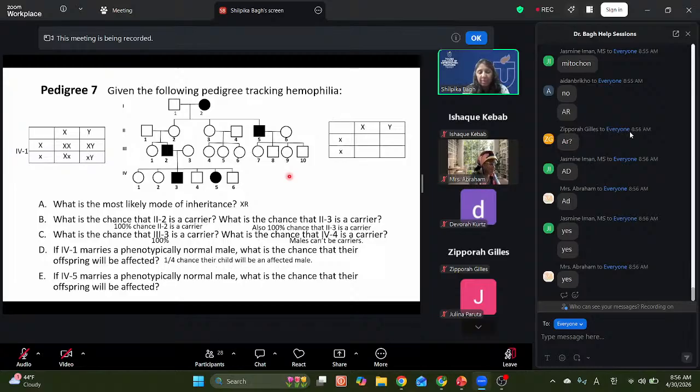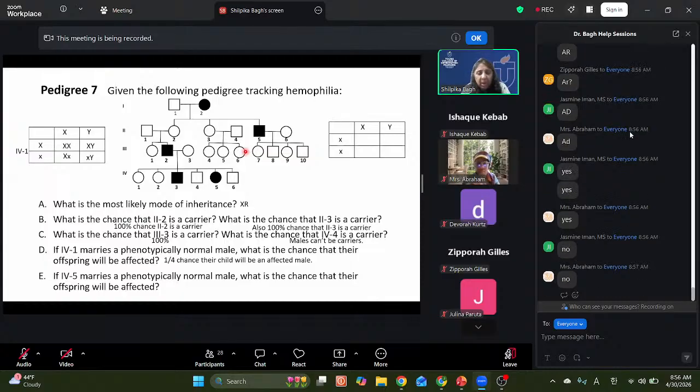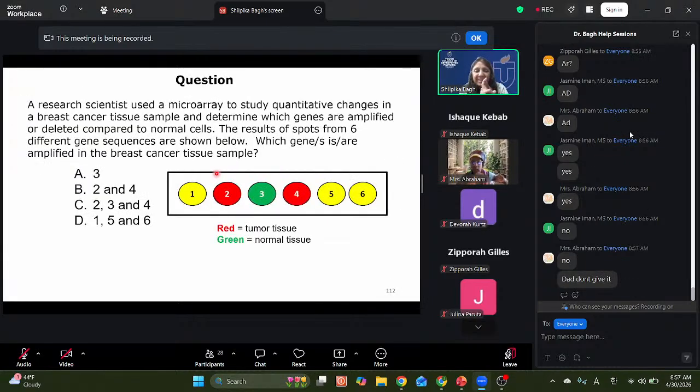Is this mitochondrial? Why not? In mitochondrial, what happens? If mom is affected, all children are affected. It's not dad. How do you identify in a pedigree, I'm asking? If mom is affected, all children are affected. If dad is affected, none of the children is affected in mitochondrial disorder.